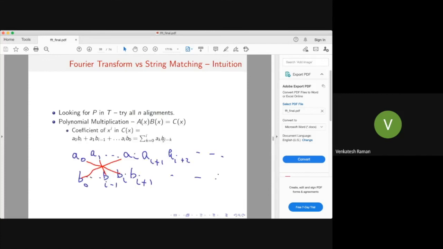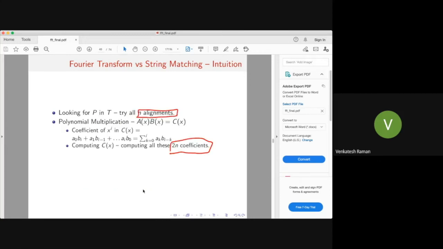What are you trying to do in polynomial multiplication? Well, as I told you, one coefficient is a sum of this kind of products, and you're trying to compute 2n such coefficients. In hindsight, I found it very surprising initially that you can use Fourier transform to do string matching, but in hindsight it is not, because it's all making use of the power that these n square kinds of computations you can actually do in n log n time. So our goal is to convert the string matching problem into one of multiplying two polynomials. Then we will use the polynomial multiplication algorithm to solve our problem.